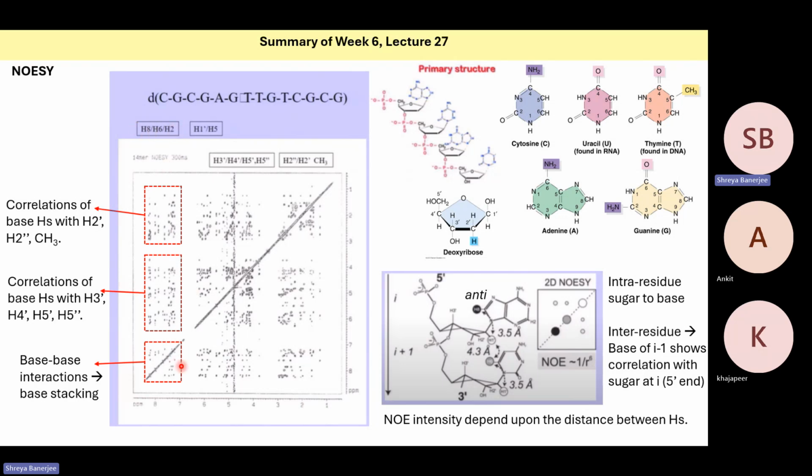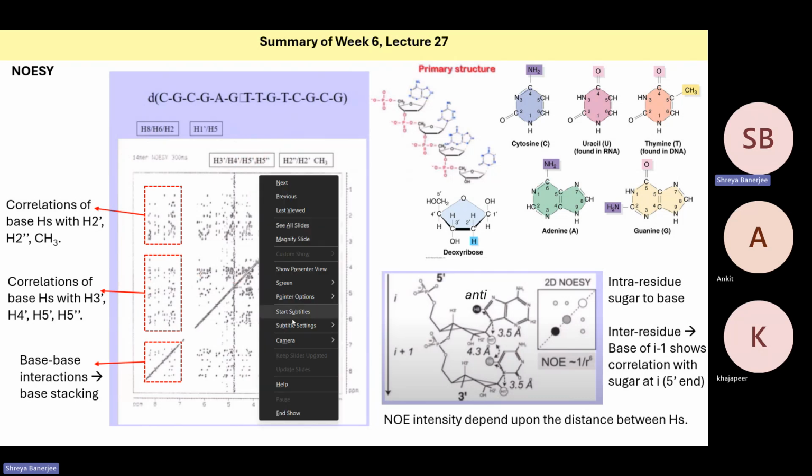So if you look at each section of the NOESY spectra, this section is an interaction between the H2, H6, H8 of the nitrogenous base, and similar, because this is on the diagonal line. So this section is basically depicting the interactions between the base protons, or it is depicting base-base stacking. This section, if you see, is between the protons of the nitrogenous base and the 3' 4'.